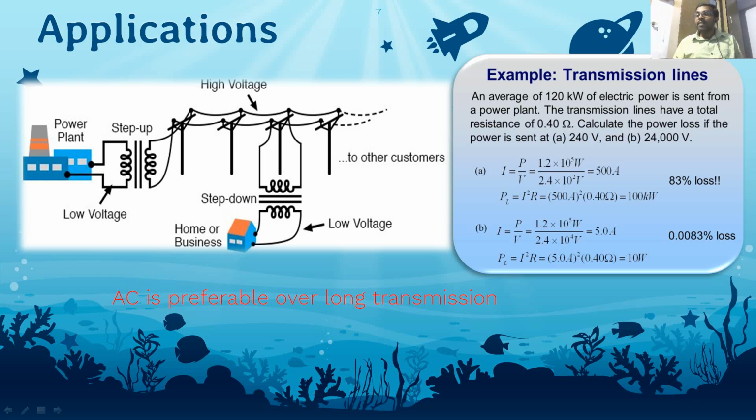While transferring this 120 kilowatts of power at 240 volts, we have 100 kilowatts of electrical power being wasted. 100 kilowatts out of 120 kilowatts, so nearly 83% loss. More than 75% loss means it is really a waste, right?